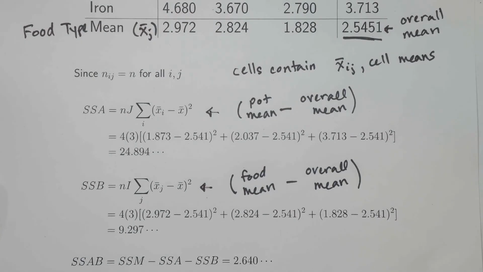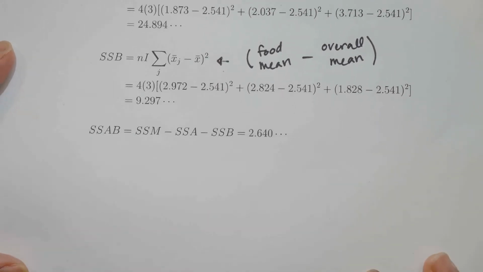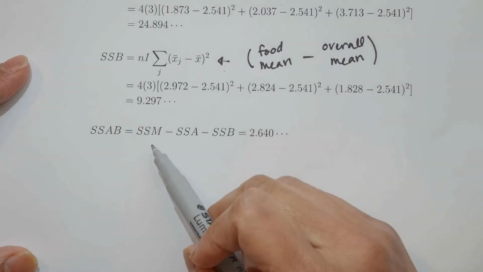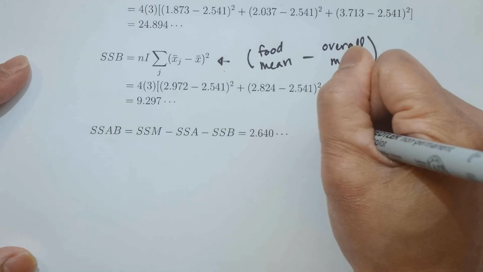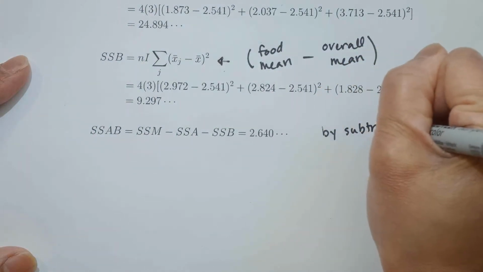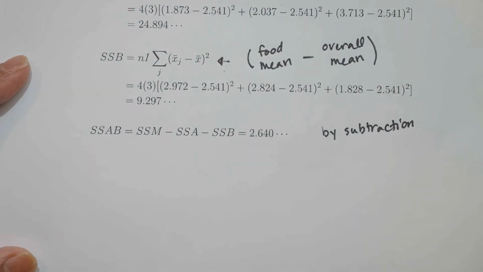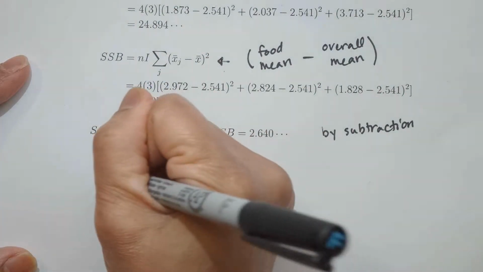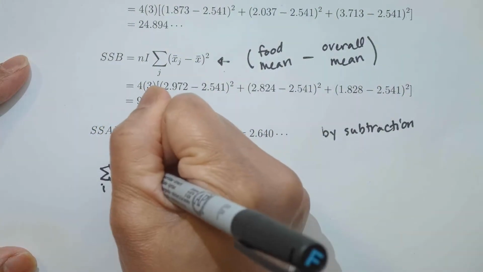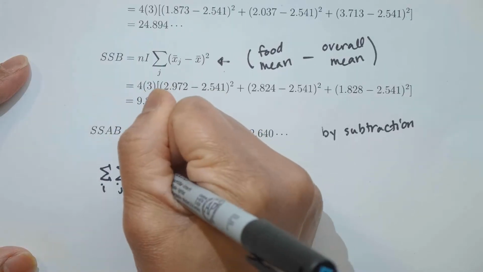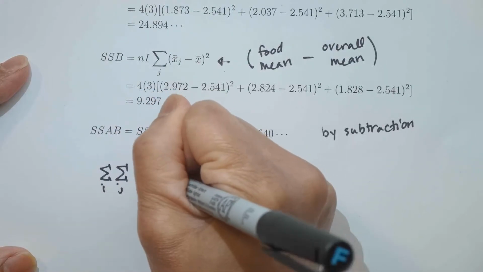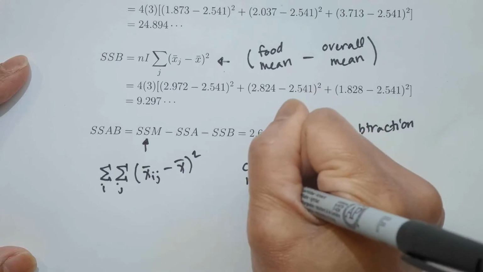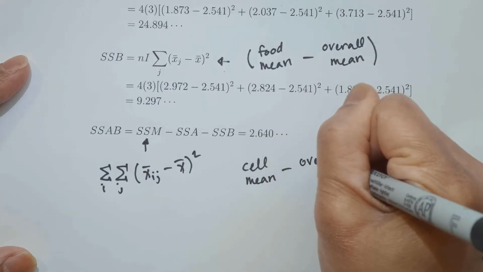And then to calculate the sum of squares interaction, if we were doing this by hand, we would have to calculate the sum of squares model and then calculate it by subtraction. I'm not going to go through the nitty-gritty details, but do remember that the sum of squares model is the sum over i, sum over j, of x bar ij minus x bar, squared. So it's the cell means minus the overall mean.